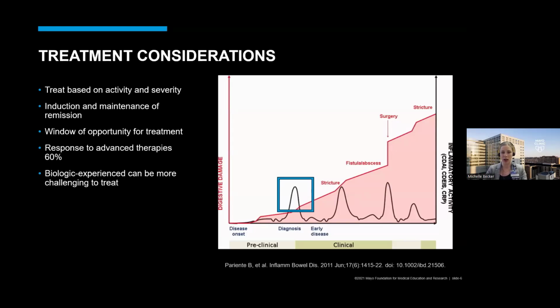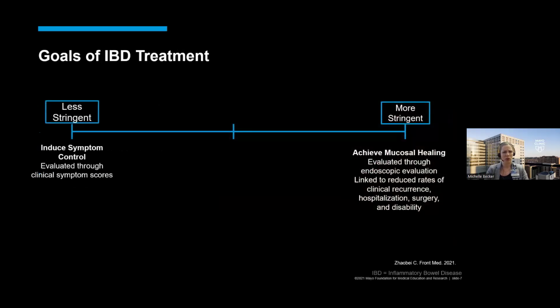However, when treated well earlier on, we can prevent a lot of complications from occurring. Advanced therapies do have response rates varying in efficacy from 30 to 60 to 70%. And we know that in patients with previously tried and failed medicines, or biologic-experienced patients, the disease can be more tricky to treat. Now, what are our goals when we treat patients with Crohn's or ulcerative colitis?